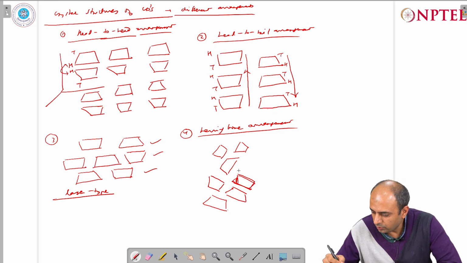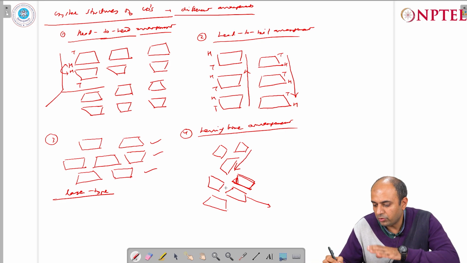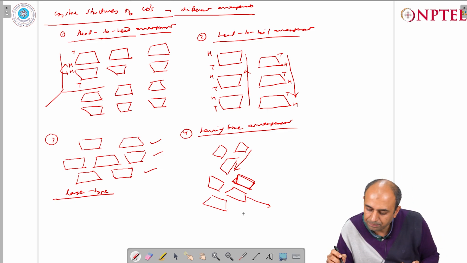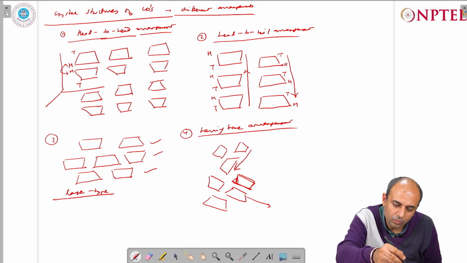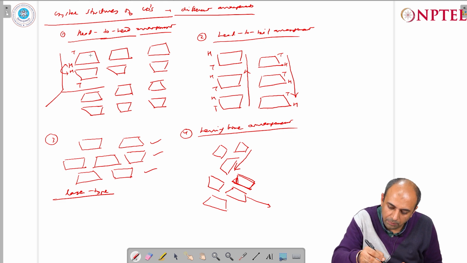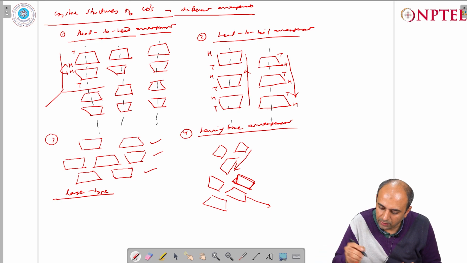So the idea is that you have this one layer in one arrangement, in the perpendicular orientation. This perpendicular orientation is called a herringbone arrangement. And now you can see that when you have this particular arrangement, head to tail, you have this void cavity which extends. Here also you have the void cavity which extends, but here the void cavity does not propagate.